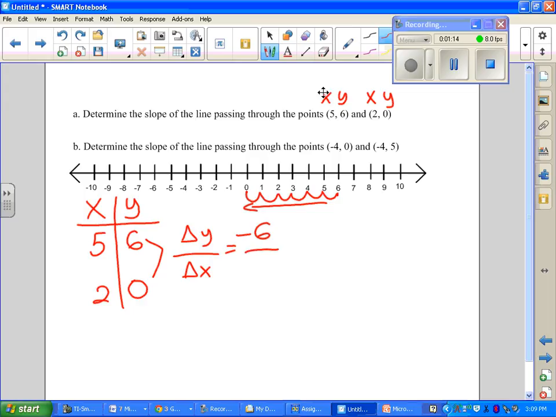From 5 to 2 on the x's, here's 5. I want to go to 2. I'm going to go 1, 2, 3. I'm going to the left 3, so that would be negative 3. Almost done with this one. I can't leave it like this, but if I reduce it, negative 6 divided by 3 is 2 over 1.